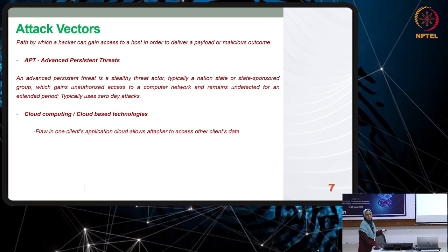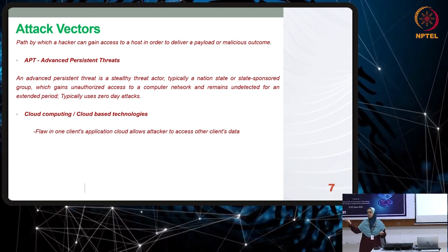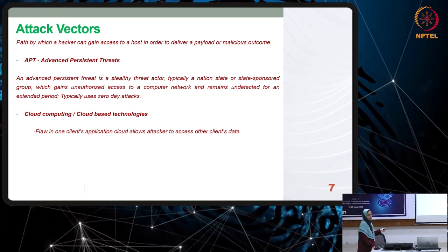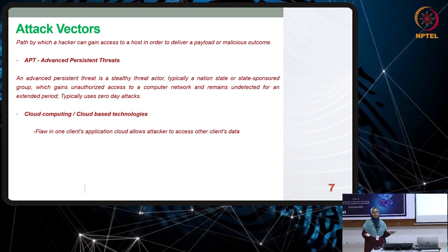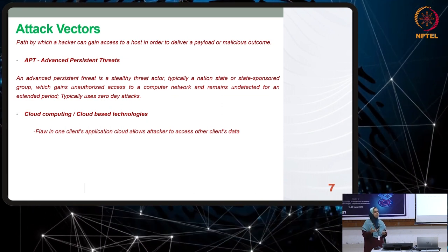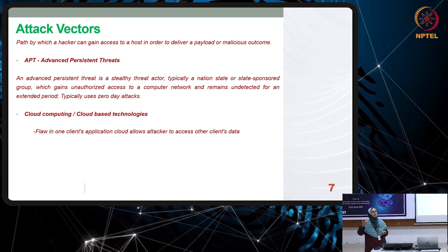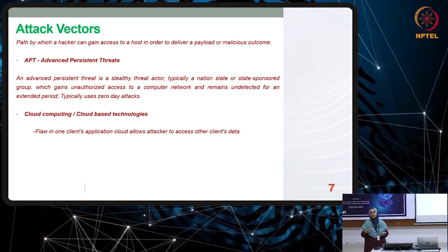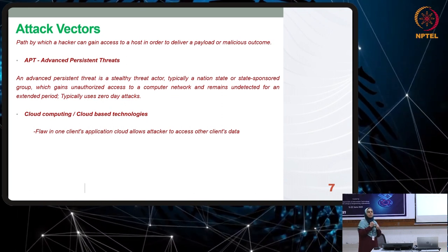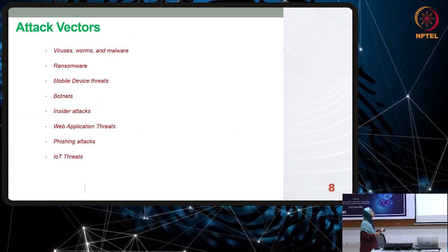So next, you would have heard about cloud computing, right? Cloud computing means you save all your data in the cloud. If there is a flaw in any one particular client application, nowadays you use Google Drive or Dropbox to store your data in the cloud. And what is the guarantee that the data is safe there? If somebody tries to attack that data, that is also an attack vector. So the mechanism by which the attack happens is called an attack vector. Attack vectors mean how you are going to get access inside a system. One way is APT, another way is cloud computing. So you have different attack vectors.